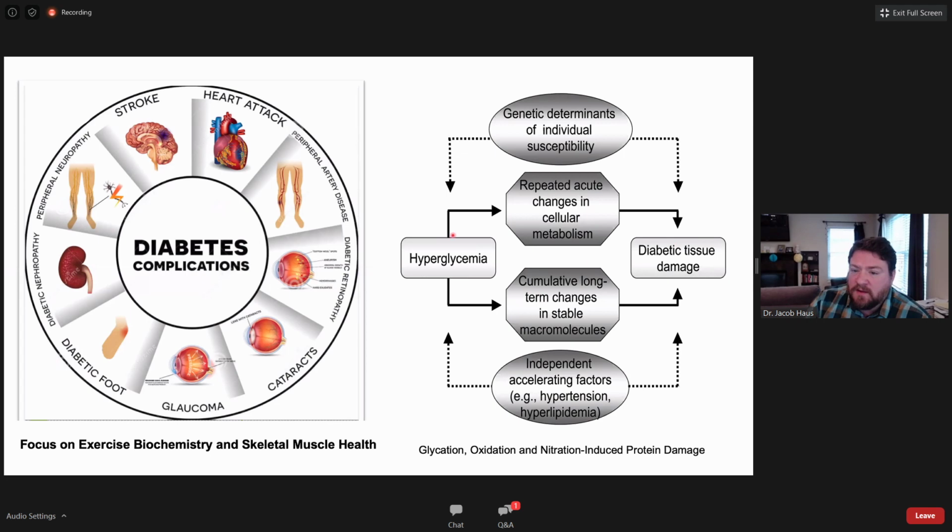And so we believe that these cumulative or long-term changes in stable macromolecules lead to tissue damage, and that hyperglycemia, of course, is a major driver of that. And then, of course, you can see how this is a vicious cycle in terms of damaging the tissue and superimposing genetic determinants and comorbidities such as hypertension and hyperlipidemia. But we and many others believe that these glycation, oxidation, and nitration-induced protein damage is a major driving mechanistic force for the development of future complications.